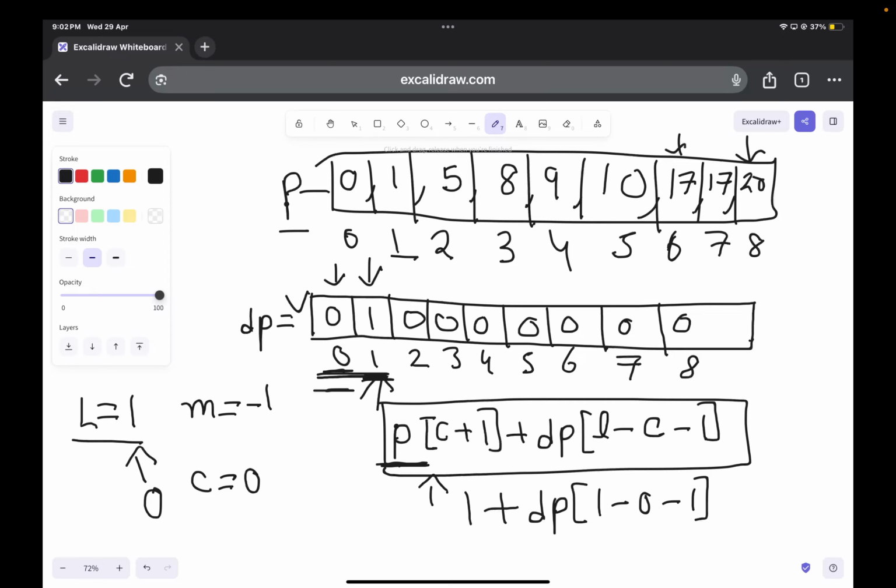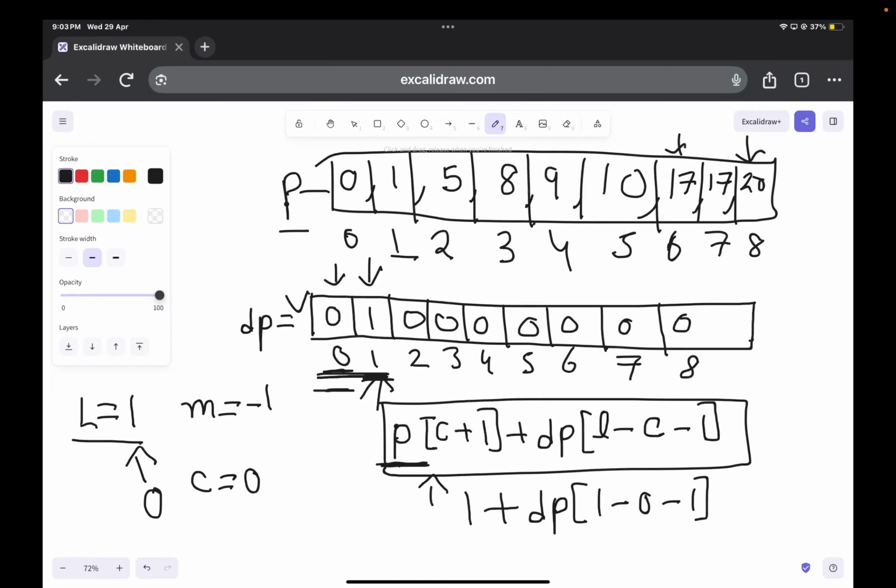Minus 1, why are you doing that, can you tell me? Because of the index, it is just because of the index. Okay. So 1 minus 1 is ultimately dp of 0. What is dp of 0? dp of 0 is 0. Okay, so 0 plus 1. What is 0 plus 1? 1.